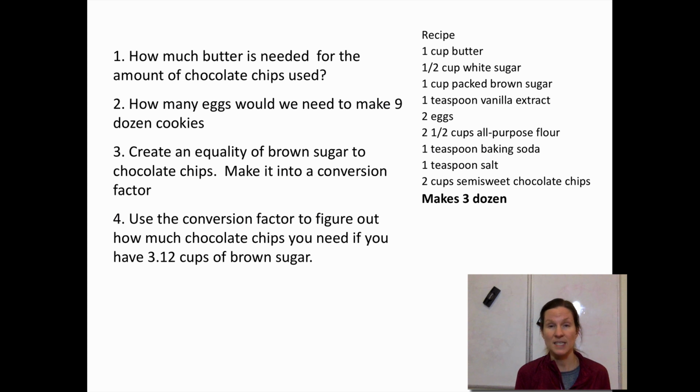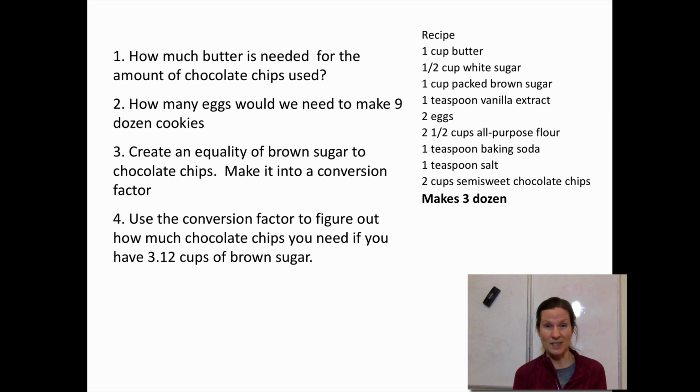So if I want to make 9 dozen cookies instead of the 3 dozen for this recipe, I would know I need 3 times as much production, which means normally I put in 2 eggs, and this time I would need 3 times that many, so I would need 6. So essentially we're using our recipe and relating things together as it is defined within this recipe.